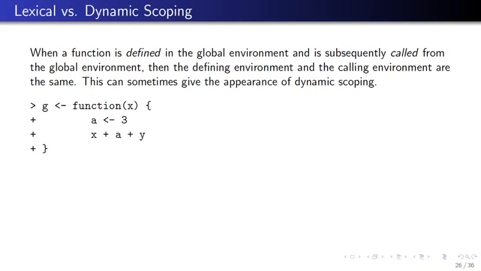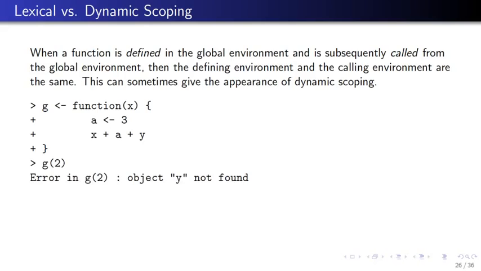So here I've got a function called g. It takes an argument x. It assigns a to be equal to 3. And then it adds x plus a plus y. So in this case, x is a formal argument. A is a local variable, so it's not a formal argument, but I defined it inside the function, so that's okay. And then y is a free variable.